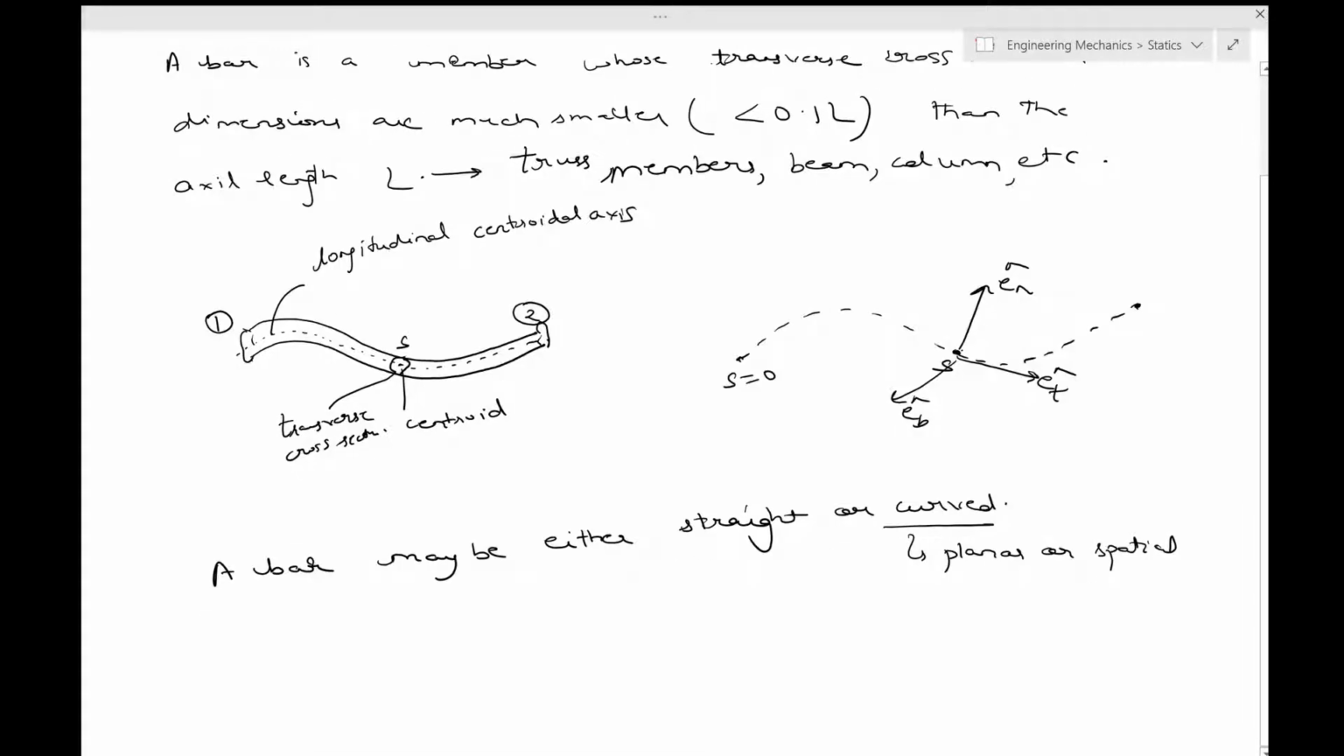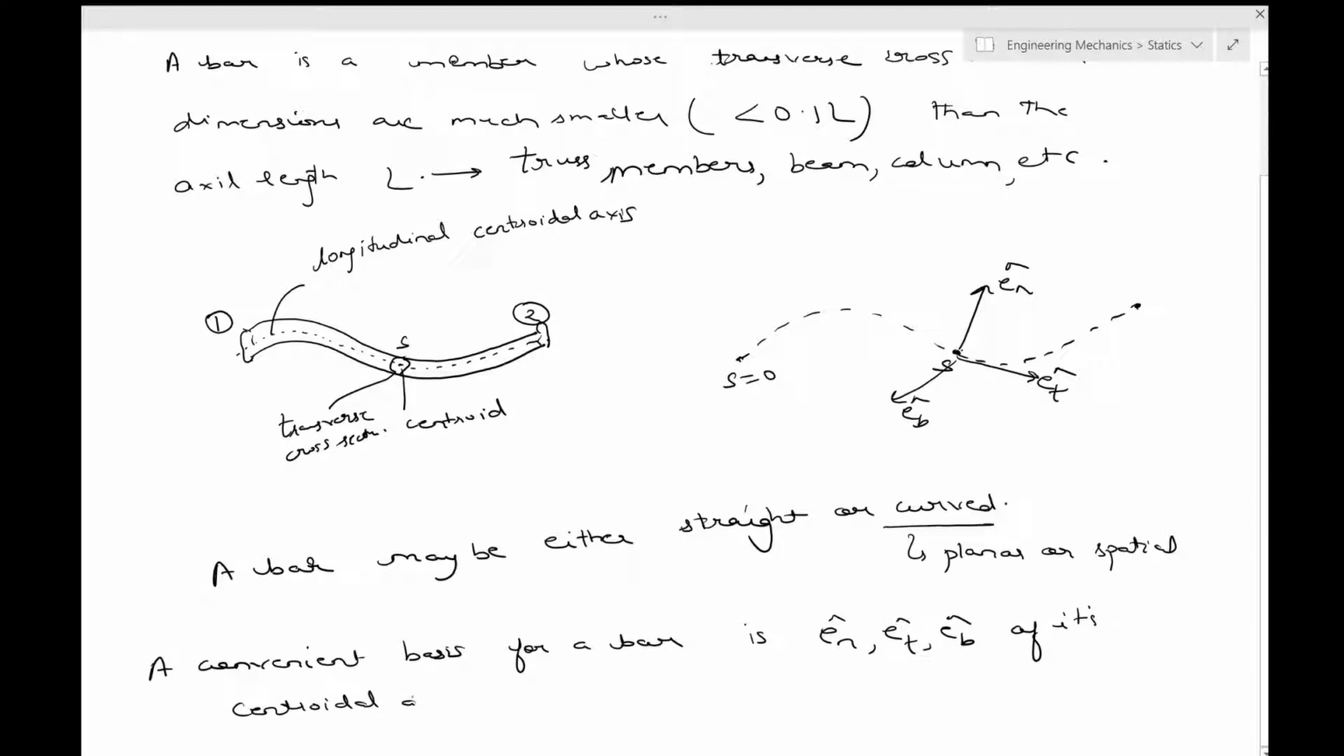Okay, so a convenient basis for a bar is this e_n, e_t, e_b, of its centroidal axis. So you can see that this dashed line is actually coming in from here, the centroidal axis, the longitudinal centroidal axis.